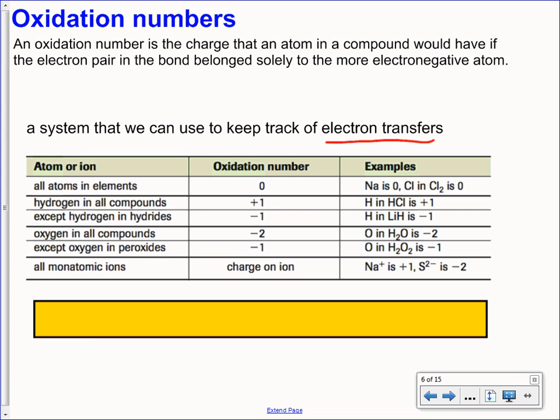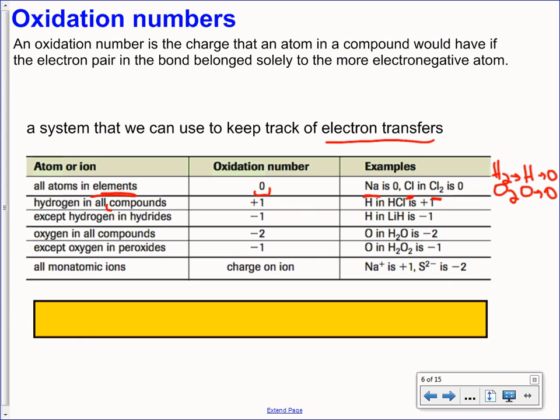So some common oxidation numbers that we can have is that all atoms that are in their elemental form, for example, if we have solid sodium, if we have chlorine gas, the oxidation number for any element is always going to be 0. So, for example, if we had oxygen gas, the oxygen within that would also be 0. If we had hydrogen gas, the oxidation number for hydrogen in this case would be 0 as well.